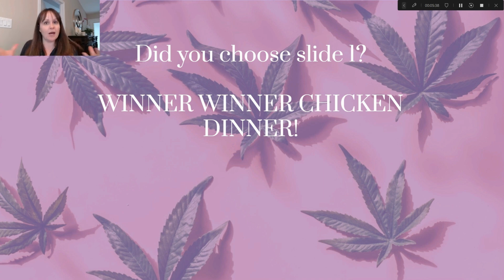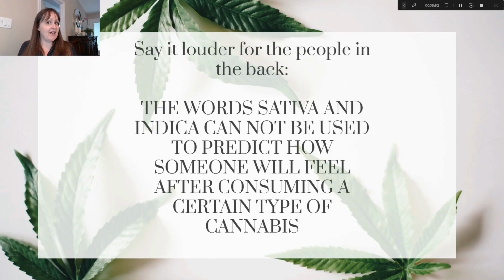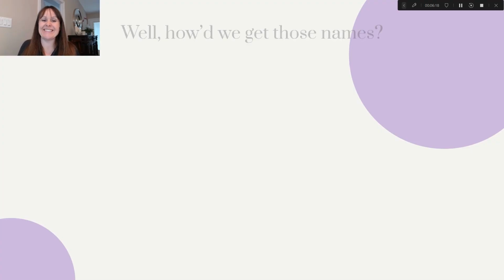And if you didn't choose slide one, I'm going to teach you why slide one was the actual answer. Sativa and indica cannot be used to predict how somebody will feel after they consume the plant. And we're going to say it again, even louder for those people in the back. You cannot use the word sativa to predict that that plant will make somebody feel uplifted, energized, bright, happy, etc. And you cannot say that if somebody consumes an indica plant, they're going to feel tired, sedated, relaxed, couch-locked. You cannot. Because it's just not true.